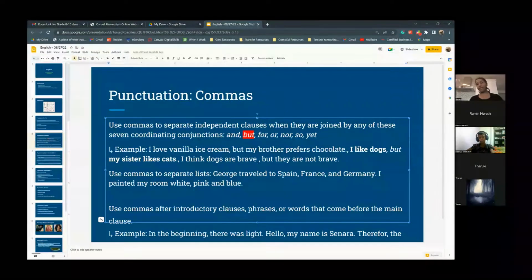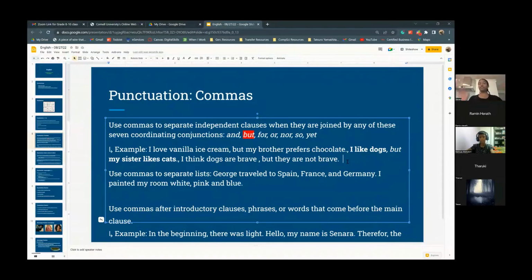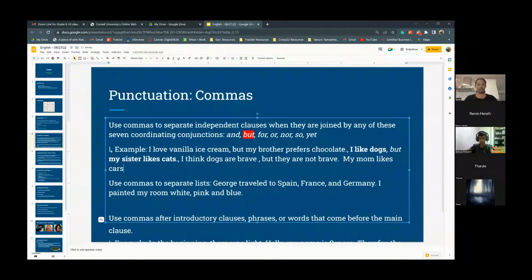a comma, right? Because remember, on either side of the comma there should be two full sentences. So I'll give you guys another example. My mom likes cars, comma, and, and then "and" is the conjunction. And my dad likes, yeah, I guess motorcycles.